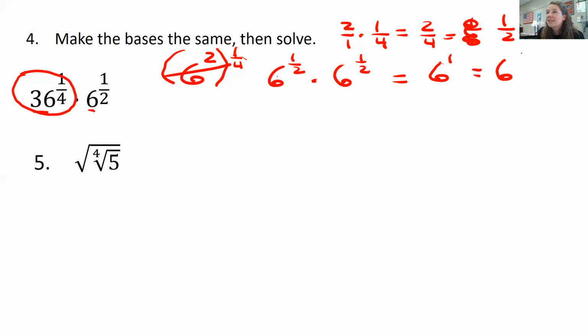It's just 6. So the answer is 6. So 36 to the 1/4 power times 6 to the 1/4 power is 6. All right. Now, let's look at number 5.